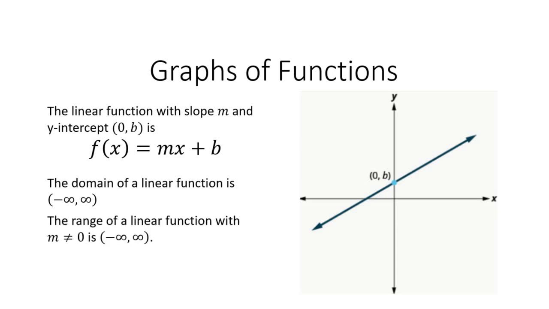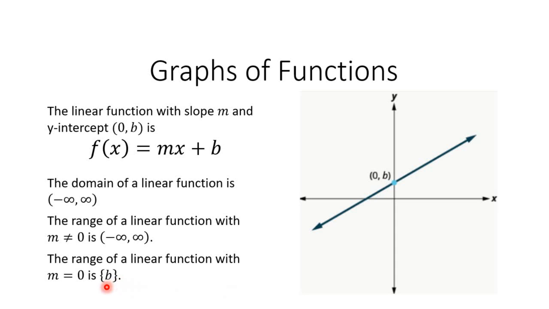If the slope of the linear function is not 0, meaning it's slanted in some way, then it's eventually going to cover every y value from bottom to top. And in that case, the range of a linear function is also negative infinity to infinity. So both the domain and the range of a linear function whose slope is not 0 is negative infinity to infinity.